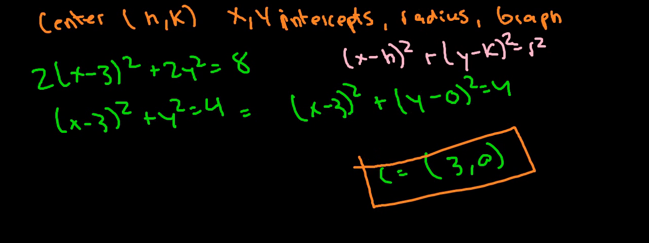And we can find out our radius from here too. We have 4 on this side, and the radius is r squared, so we take the square root of 4, and that's equal to 2. So our radius is equal to 2.